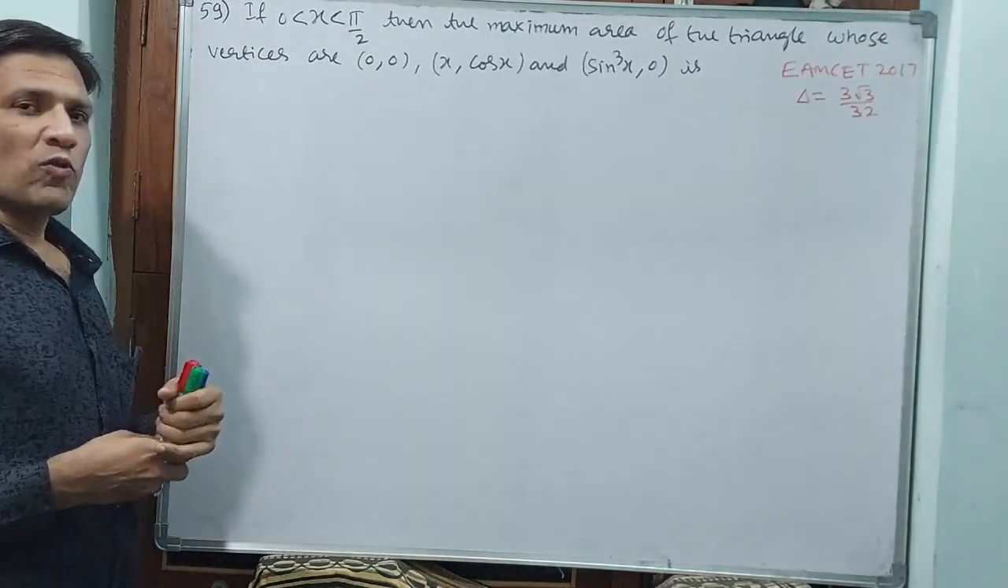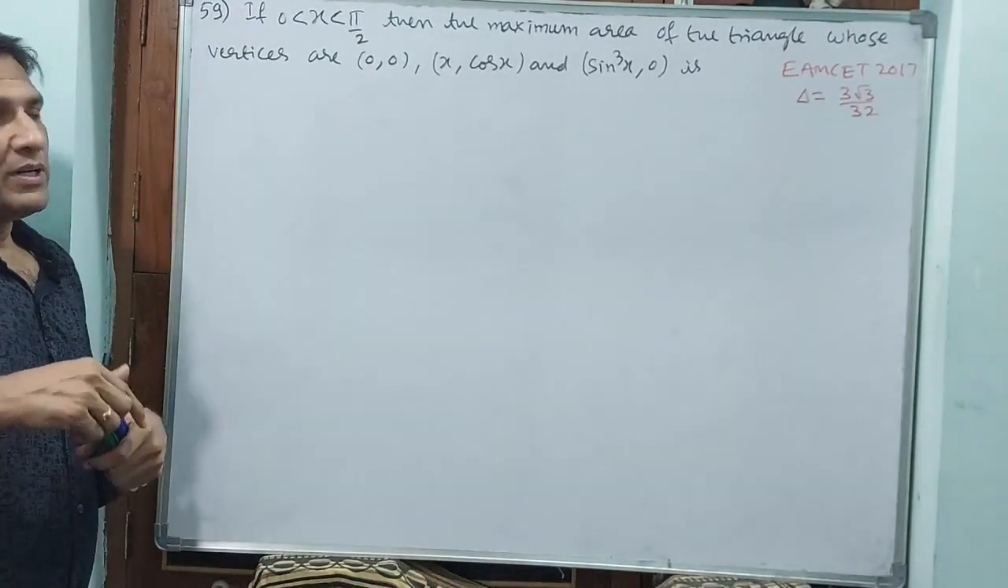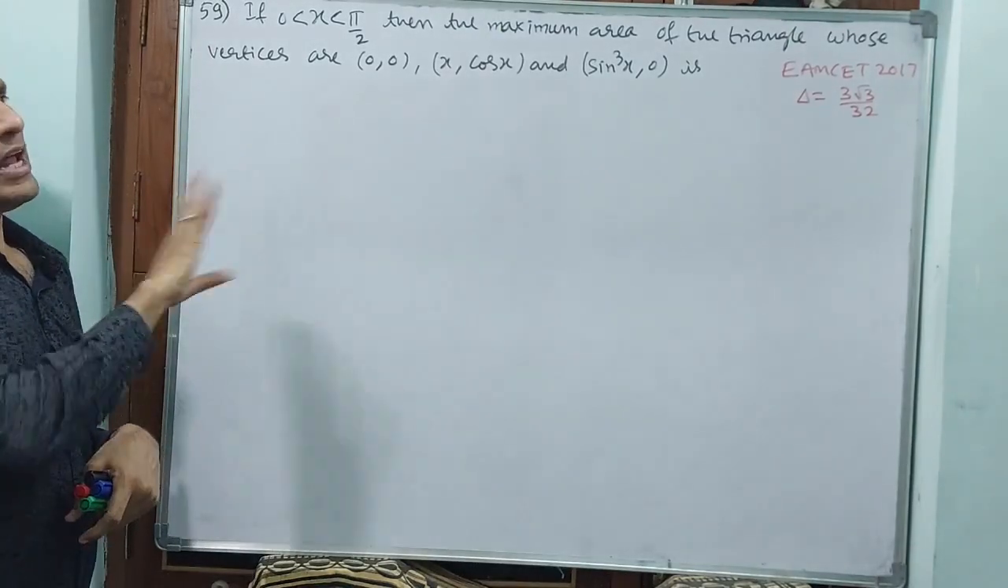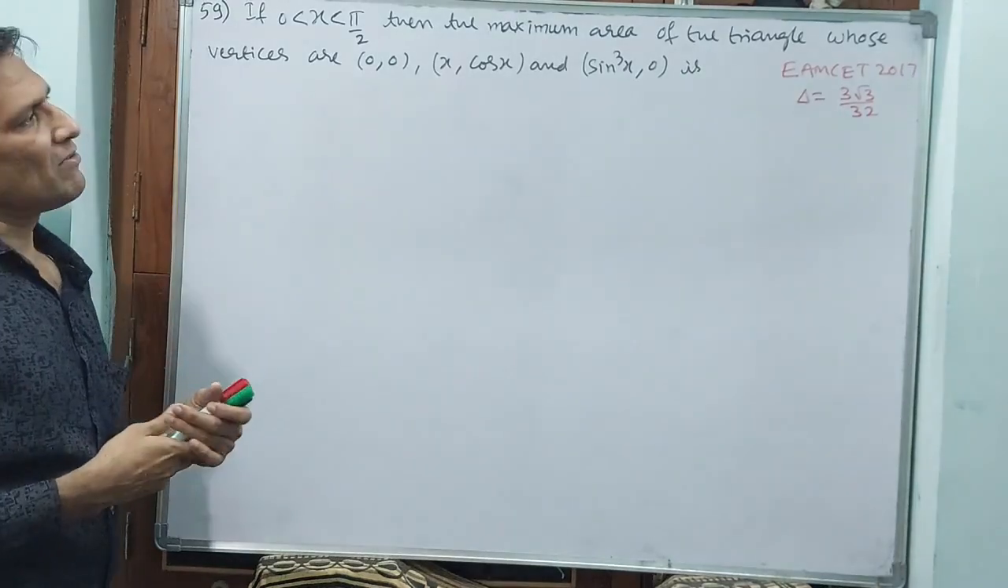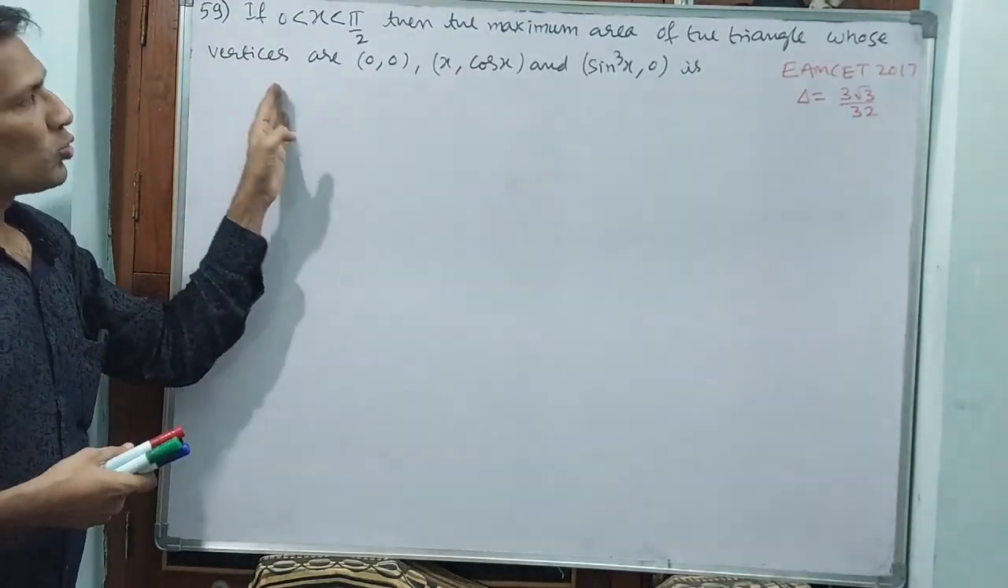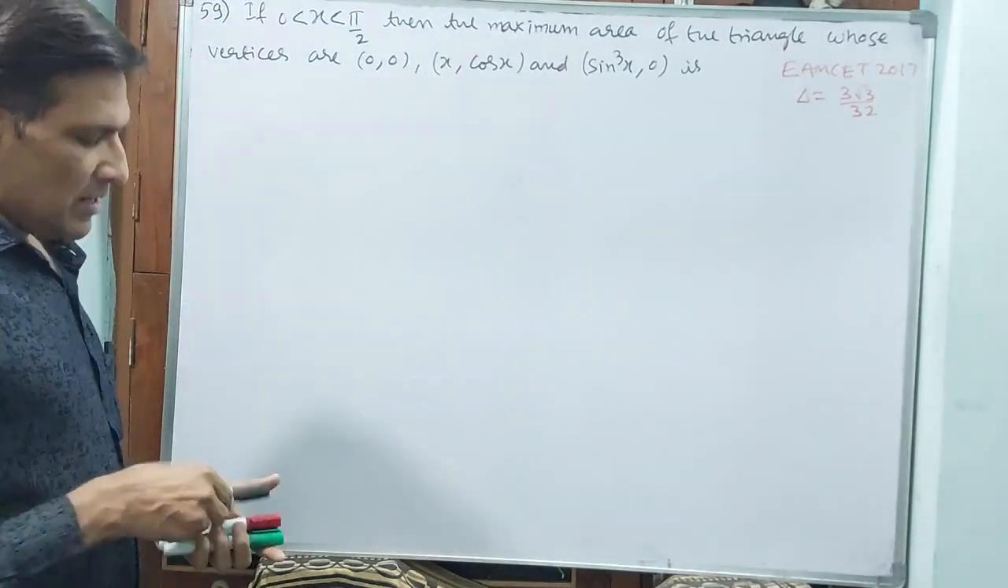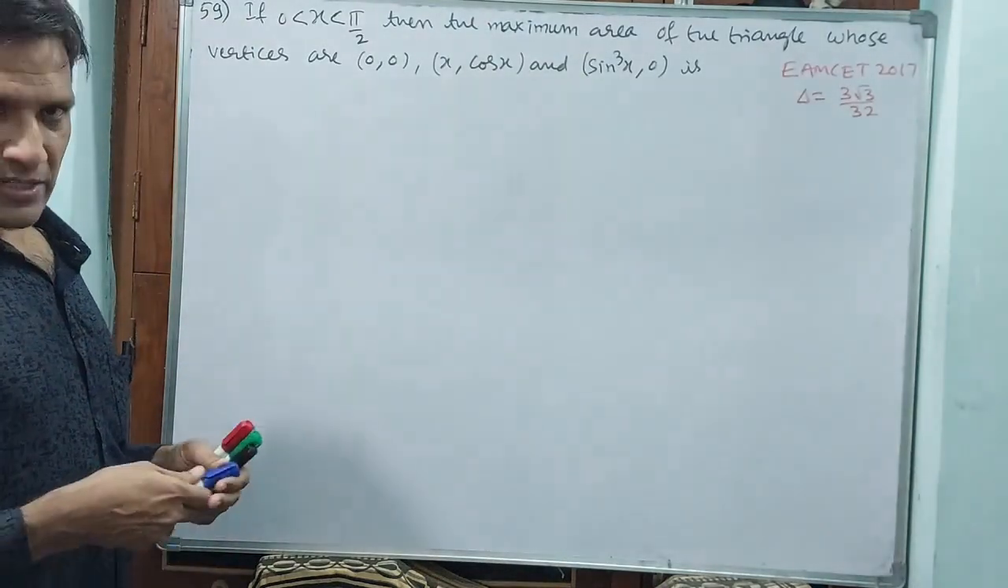The area of a triangle you have to find, and that area should be maximum. If the answers contain all the values, then that is the value, so we need not go for the second derivative test. Whose vertices are given? Let me find this area by the shortcut method.